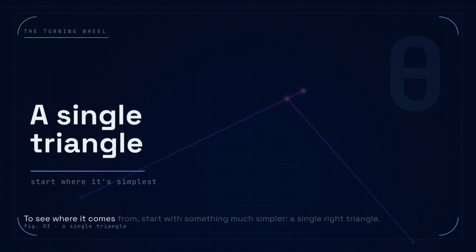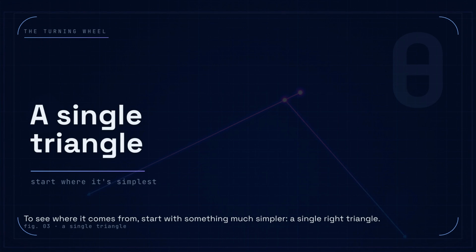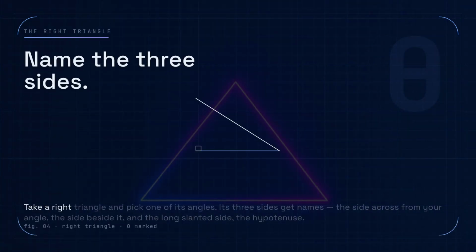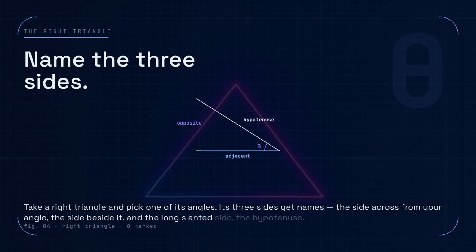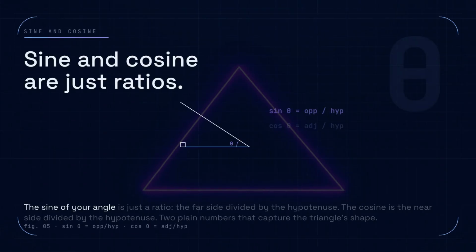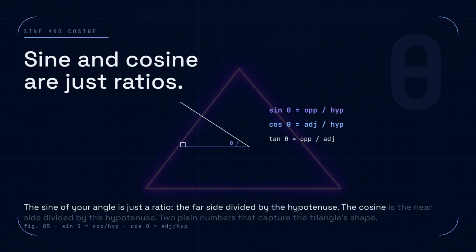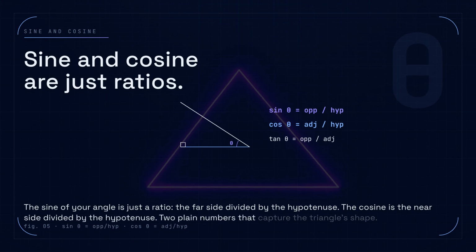To see where it comes from, start with something much simpler: a single right triangle. Take a right triangle and pick one of its angles. Its three sides get names: the side across from your angle, the side beside it, and the long slanted side, the hypotenuse. The sine of your angle is just a ratio: the far side divided by the hypotenuse. The cosine is the near side divided by the hypotenuse, two plain numbers that capture the triangle shape.